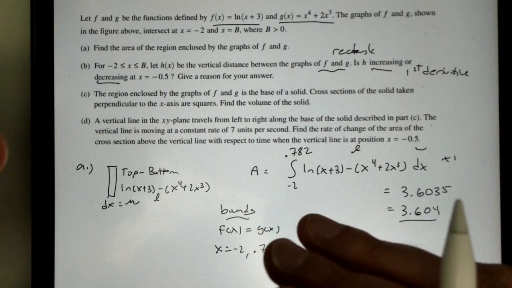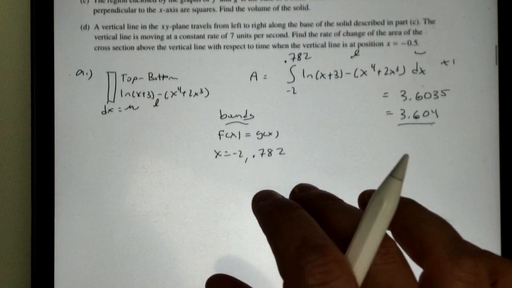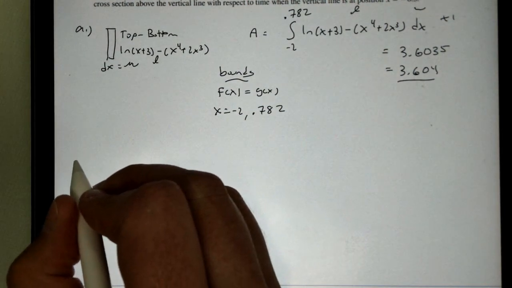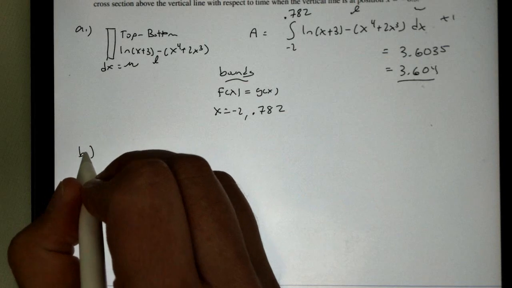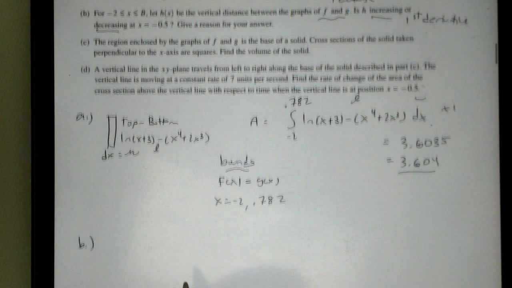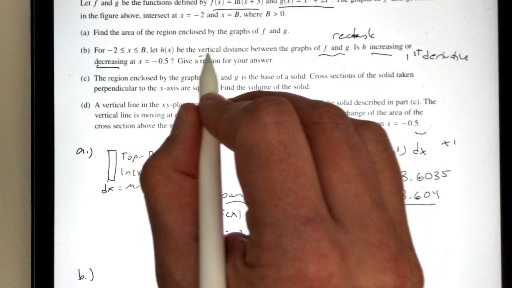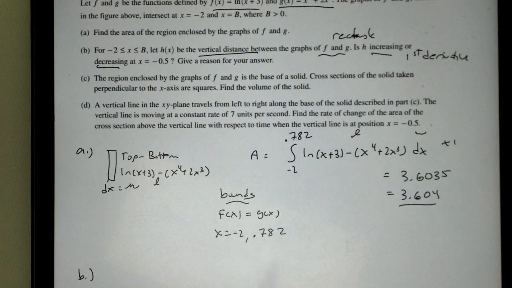So, remember, for the AP, it's one thing to know the calculus, but it's another one to show it. So they're looking at the h of x. They say h of x, let's go back up here again, h of x is the vertical distance between f and g. So I'm going to write those out.